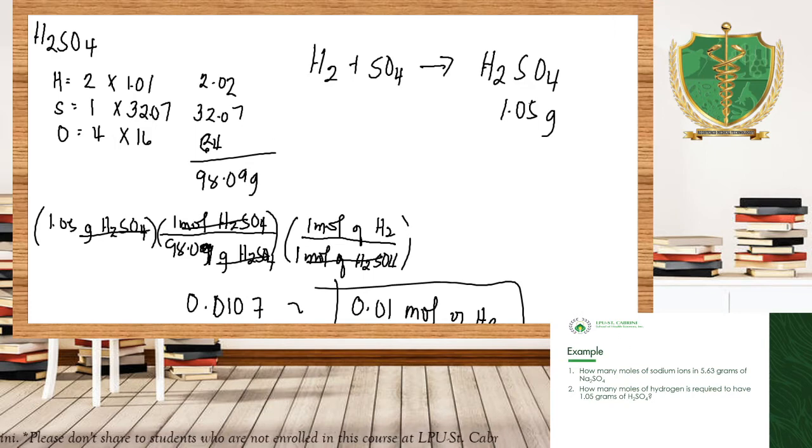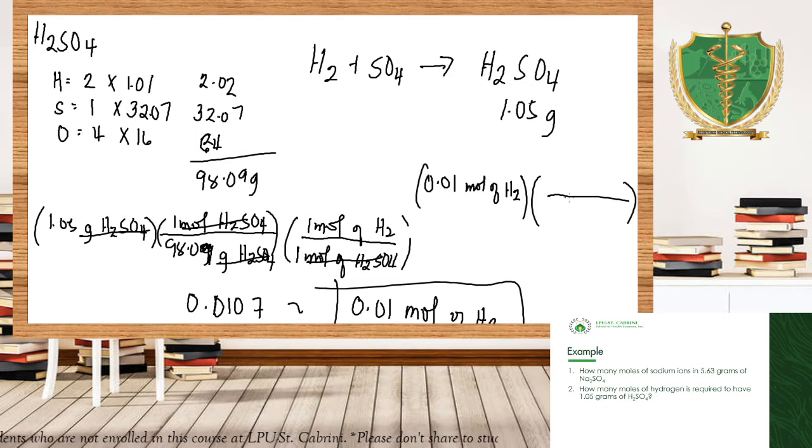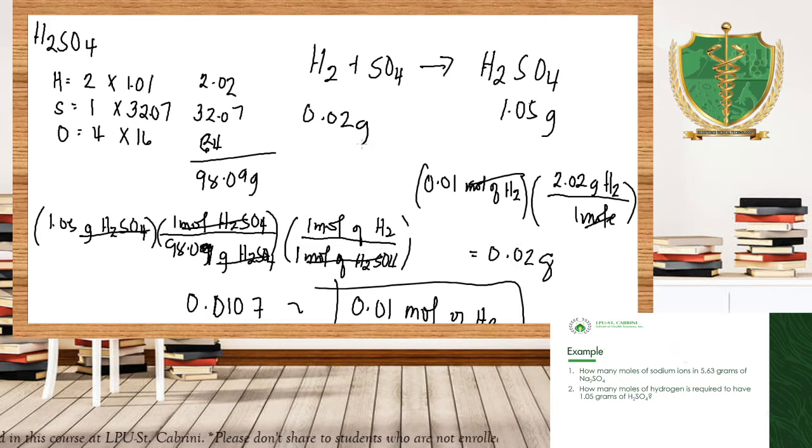So let's see. So having said that, we have 0.01 moles of hydrogen, and if you're going to get the number of grams, that will be 0.01 mole of hydrogen times 2.02 grams hydrogen per 1 mole. Okay, that will be equal to 0.02 grams. Now, how about for sulfur or sulfate? So let's see, how are we going to arrive, no, if we have really the law of conservation of mass.